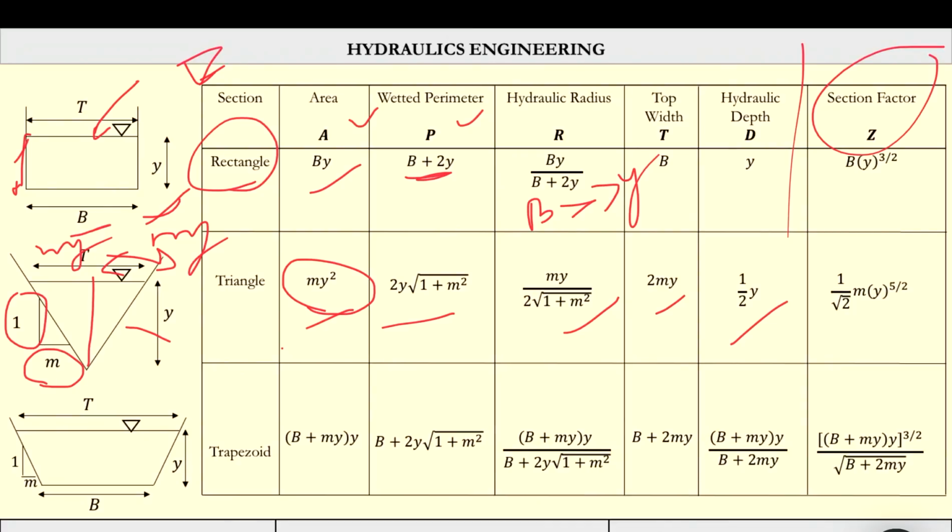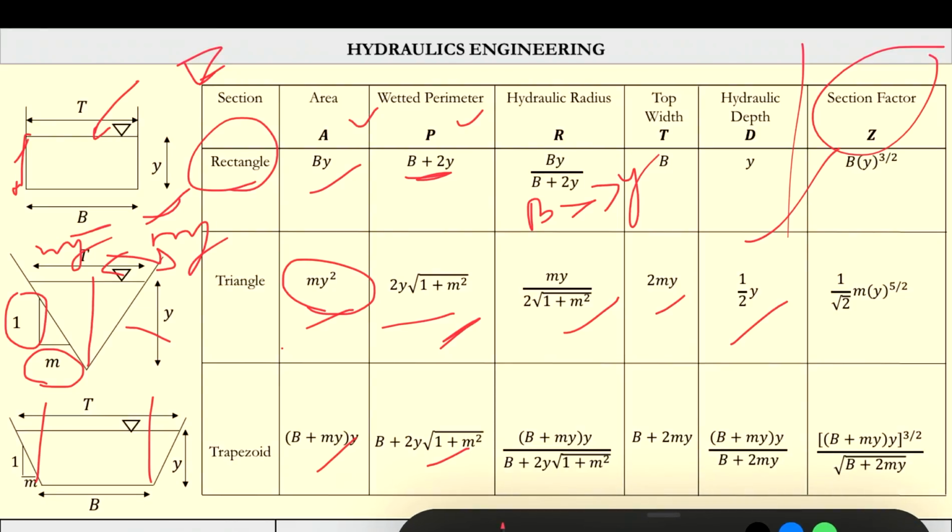For the trapezium also, this is the area of the cross section. Just add B here and you will get all the values for the trapezium, because only B is the difference; this middle section comes in between the triangular sections. The hydraulic radius is again the ratio, and the top width is B plus 2mY. So this table is very important for your future reference.